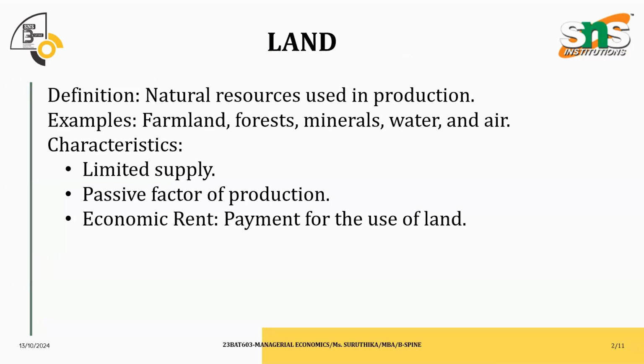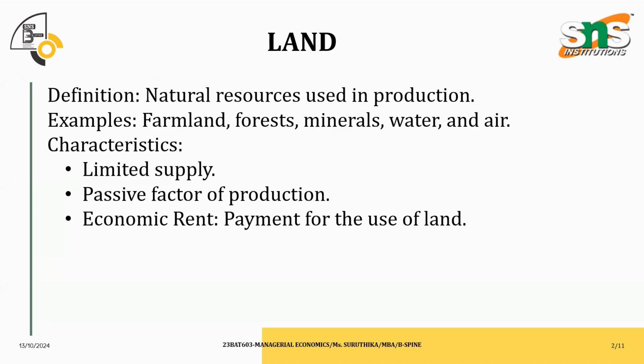So the first factor of production is land. Land refers to any natural resource that is used in production. So this may include farmland, forests, minerals, water, and air. So any natural resource that is used in production falls under the category of land.